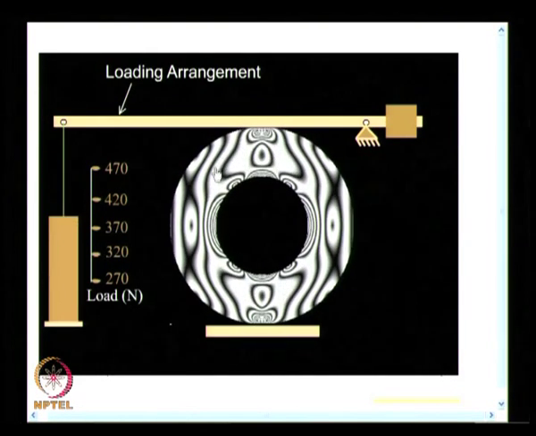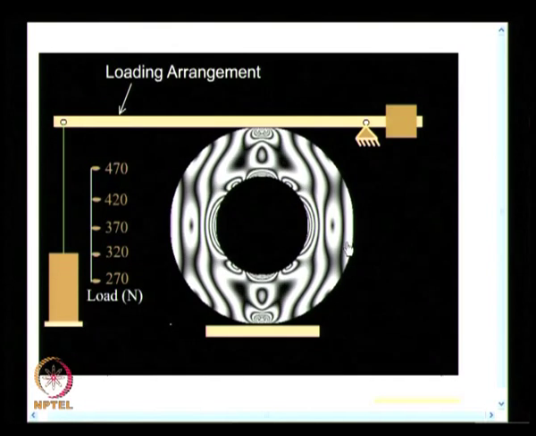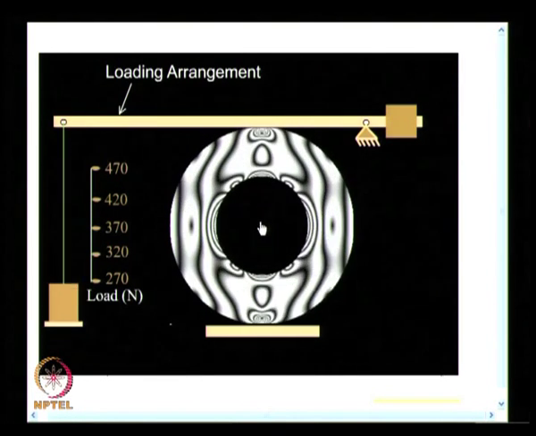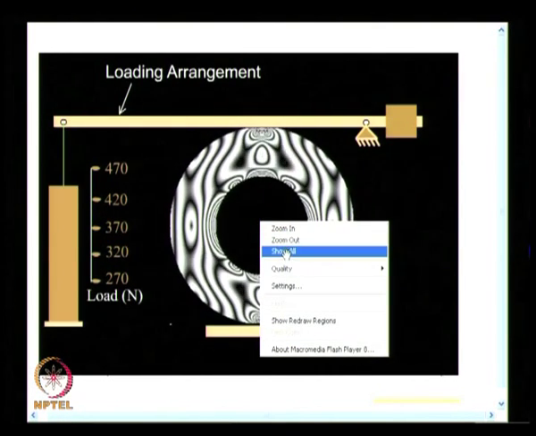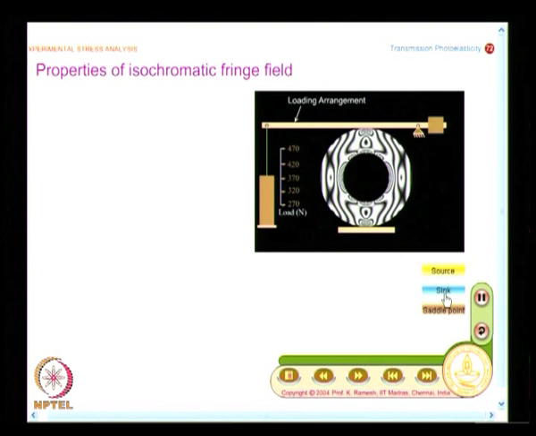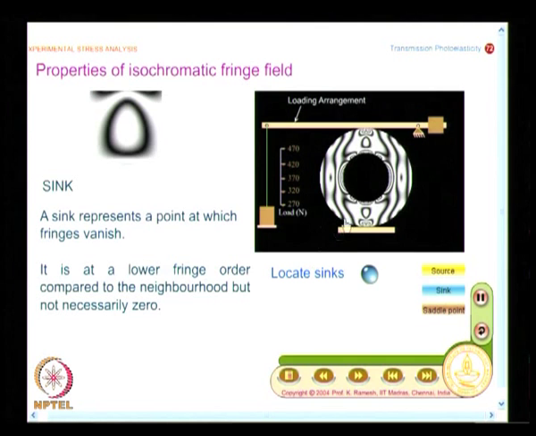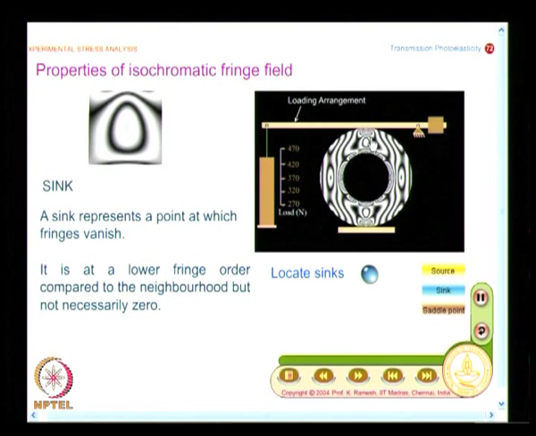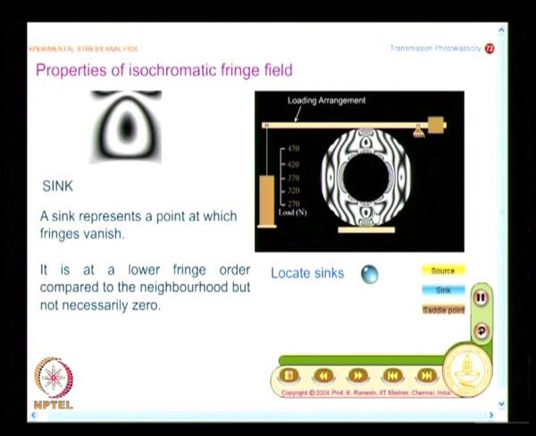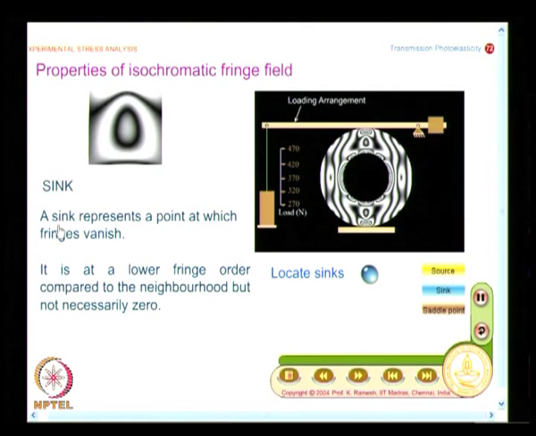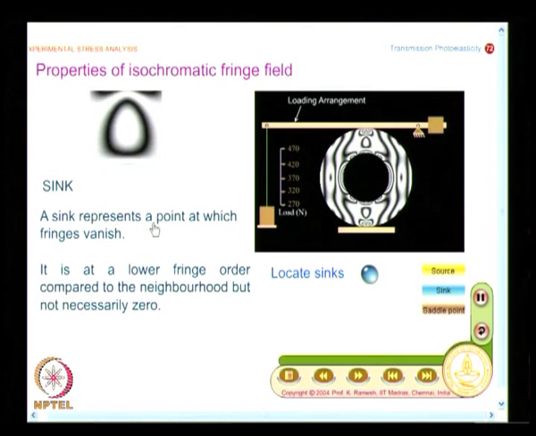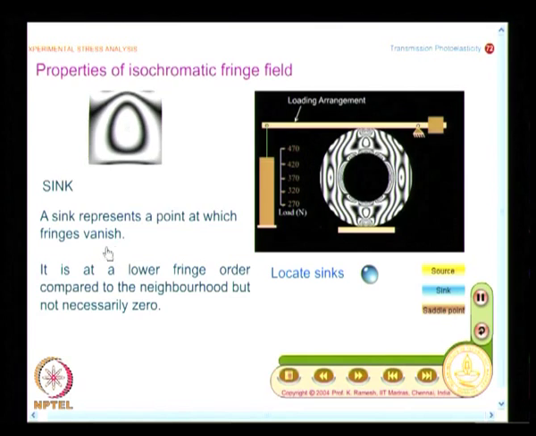Understand how complex this fringe field is. So, we will look at the definition of the sink, that is what we had seen first. You have a sink here, and you have a sink at the bottom also. A sink represents a point at which fringes vanish.